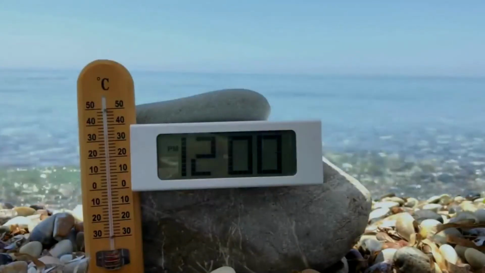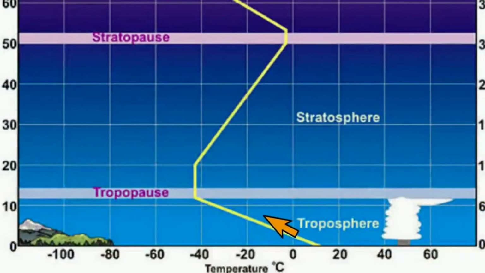As you gain elevation in the troposphere, the temperature actually drops. The temperature range is from around 15 degrees Celsius to negative 45 to 50 degrees Celsius at the top. The temperature of the stratosphere actually gets warmer with elevation and ranges from minus 45 to 50 degrees Celsius at the bottom to 0 degrees Celsius at the top.